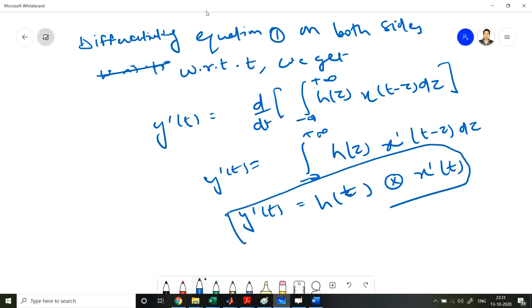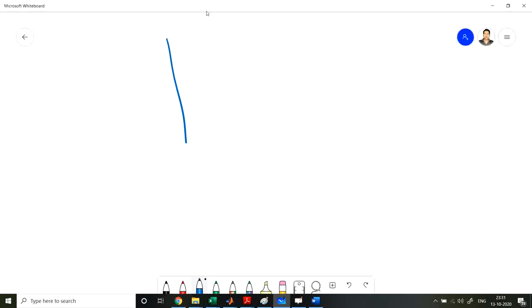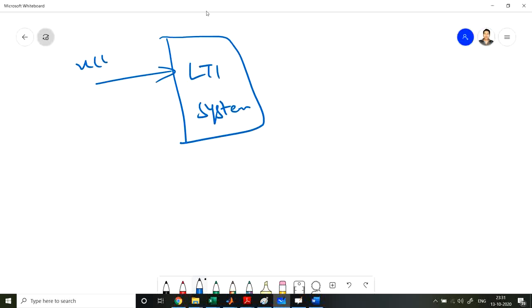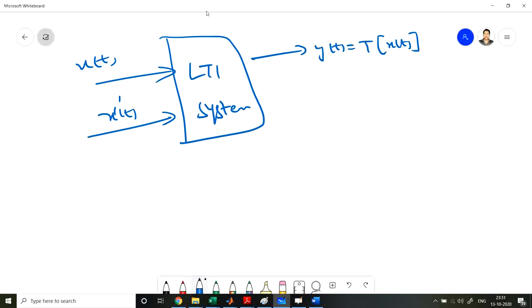So what is the conclusion of this problem? We have an LTI system. If we give input x(t) and get output y(t), then if we apply the input x dash t, the output we get is y dash t. So this is our conclusion of this problem.